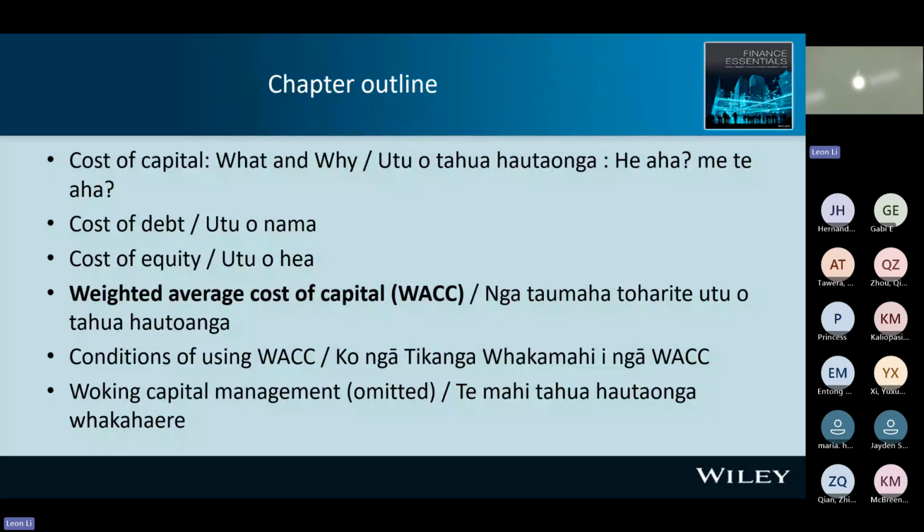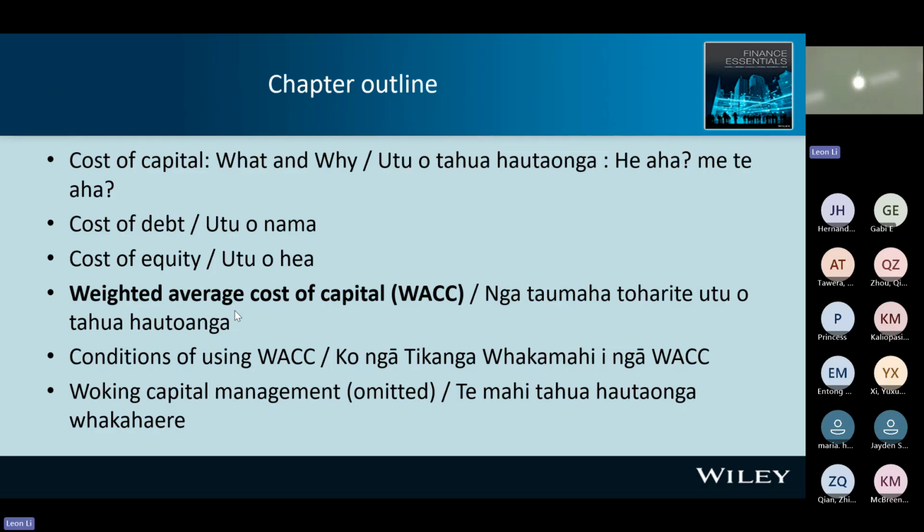Okay, students, good morning. Today we are going to continue our discussion on chapter 11. Today I hope to cover two more topics, weighted average cost of capital, or WACC. On Tuesday, we discussed cost of debt and cost of equity. The next step is to add it up. How to add it up? We use the weighted average.